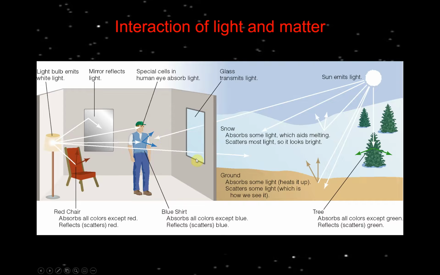The glass is transmitting light. This light bulb is emitting white light. This is an emission. And this mirror is reflecting all the wavelengths of light incident on it. Light is bouncing around this room and hitting this chair. This chair is red, so this chair is absorbing all the different wavelengths of light, all the colors, except red, which is reflecting back.